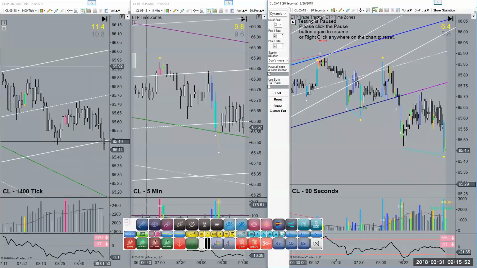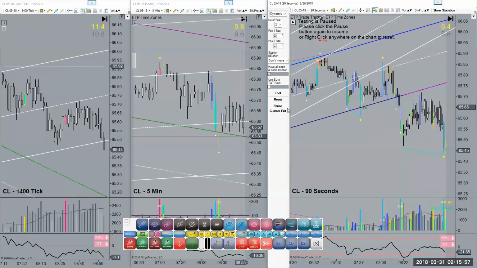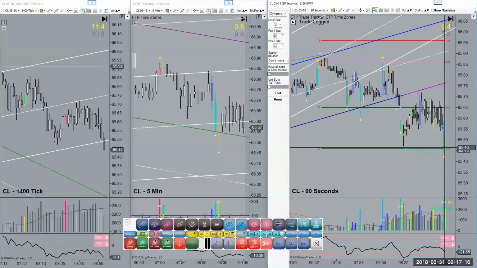So at this point, I want to exit right there at 49. Now I want to click on pause to resume and then custom exit for 2. Yeah, so that one's logged there now. So now we want to scroll forward. And what time is it? It's 9 a.m. So now we're looking for basically any retracement to the upside.